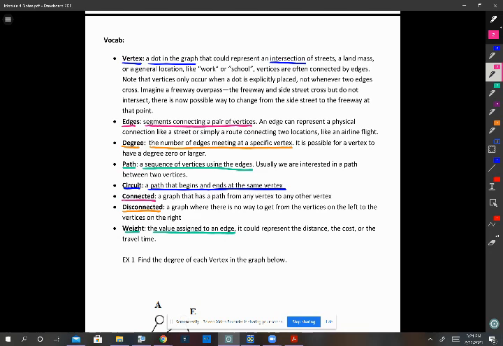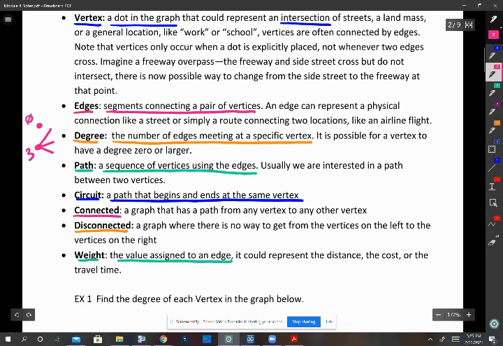The degree is the number of edges meeting at a specific vertex. It's possible for a vertex to have a degree 0 or larger. If I just have a random dot somewhere, this would be a degree 0. If I have a dot and 3 lines coming off of it, then this would be a degree 3. One line coming off of it would be a degree 1. So a degree is just how many lines are coming off of a specific point.